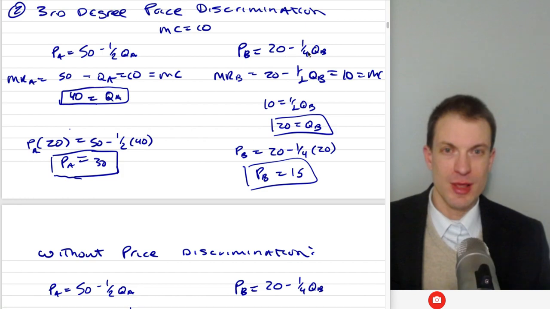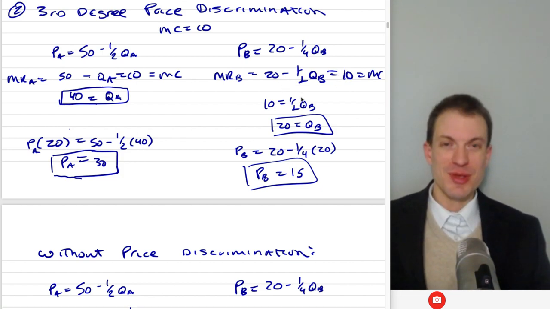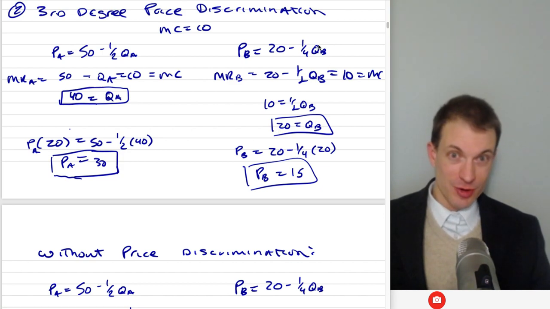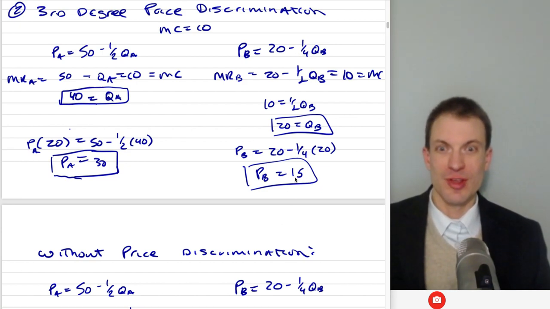Okay, so it's going to be 20 minus 1/2 QB as my marginal revenue, equal to 10, my marginal cost. Solving, we're going to have a 10 over here, we're going to have 1/2 QB over here. Then multiplying through, we'll have QB of 20. Then going back up to the demand curve, it'll be 20 minus 5, which is 15. So I'll sell at a price of 15 in segment B, a price of 30 in segment A.